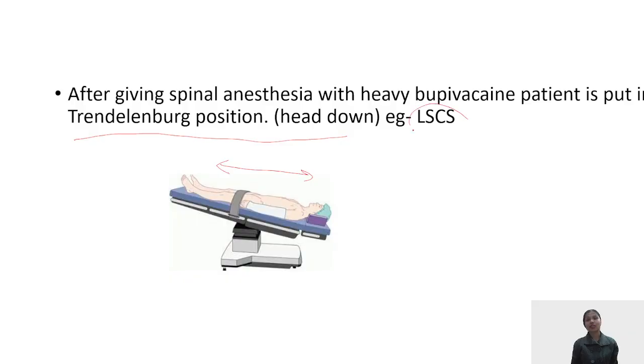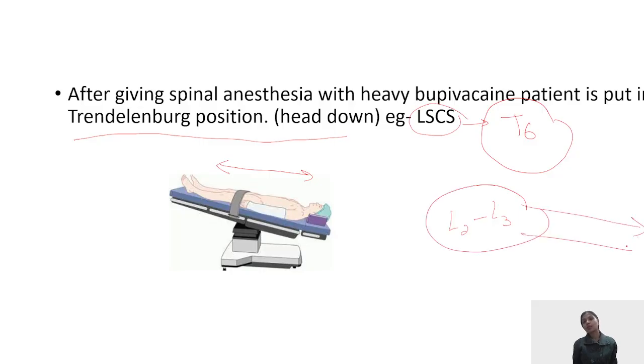Like in C-sections, generally we need the anesthesia up to the T6 level. But what we give is at the L2, L3 level. So we change the position of the patient to the Trendelenburg position such that the drug is going to go to the higher levels also. Please remember, it is the head down Trendelenburg position. I hope this is clear. This is meant to achieve a higher level of dermatome for anesthesia.